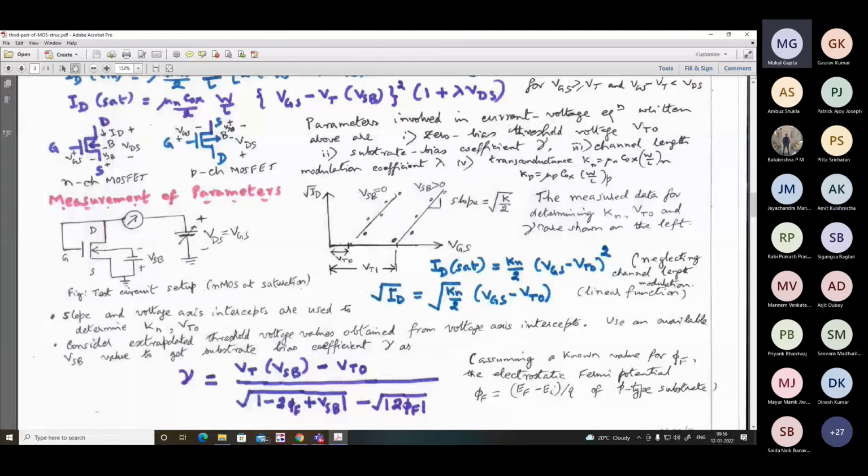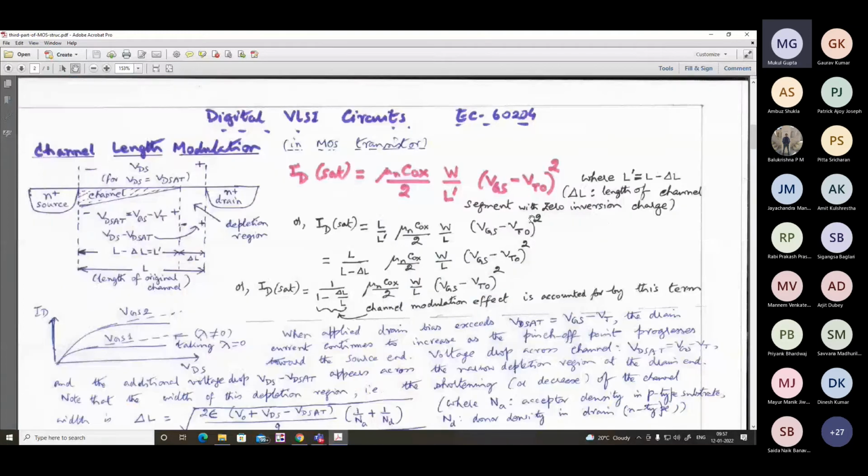Because there you would need some other concepts like density of states and all that. That will be deep into the device physics. So let us tacitly assume that EF will be coincident with EC. That will simplify the calculation of the electrostatic Fermi potential.